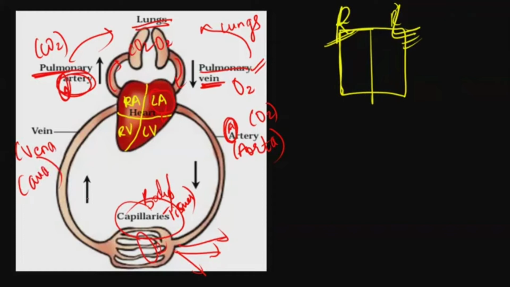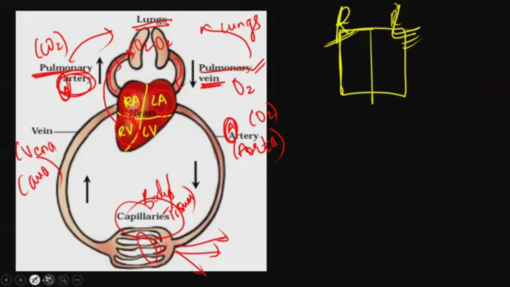And I will take it to my right atria. Right atria, again pass it on to my right ventricle, and from the right ventricle, it goes to the lungs through the pulmonary artery as deoxygenated blood. So this is a cardiac cycle.